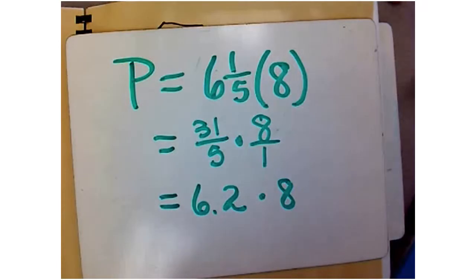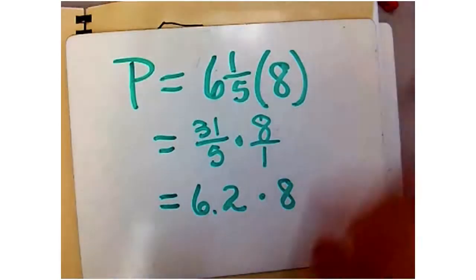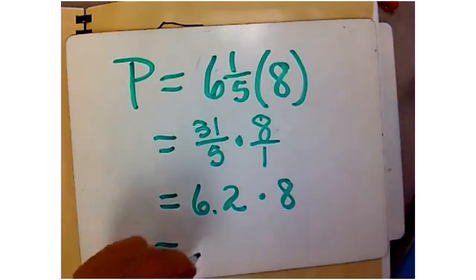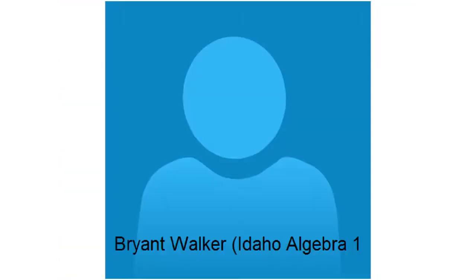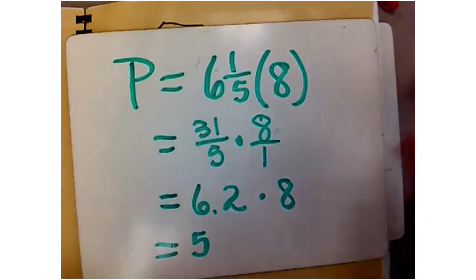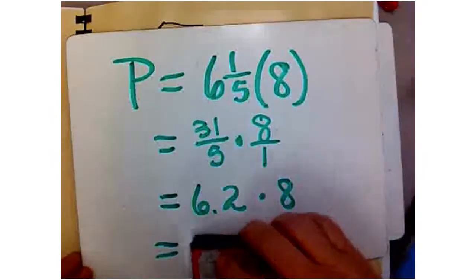What is $1 divided by 5? You have $1 and you're going to split it between 5 people. How much does everyone get? 20 cents. That's right, so it's 6.2 times 8. You can do 31/5 times 8 over 1, or 6.2 times 8. What do you get? 49.6.